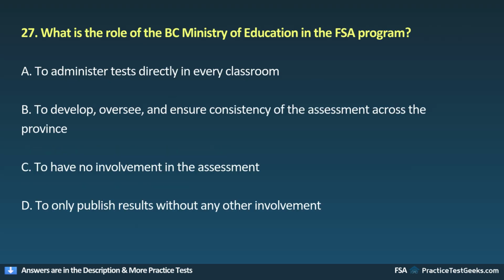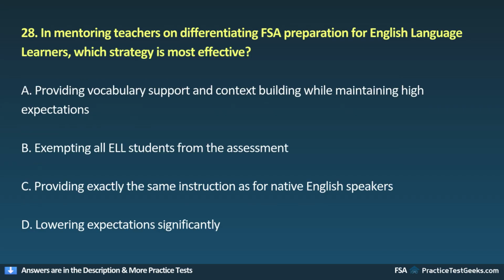27. What is the role of the BC Ministry of Education in the FSA program? A. To administer tests directly in every classroom. B. To develop, oversee, and ensure consistency of the assessment across the province. C. To have no involvement in the assessment. D. To only publish results without any other involvement.